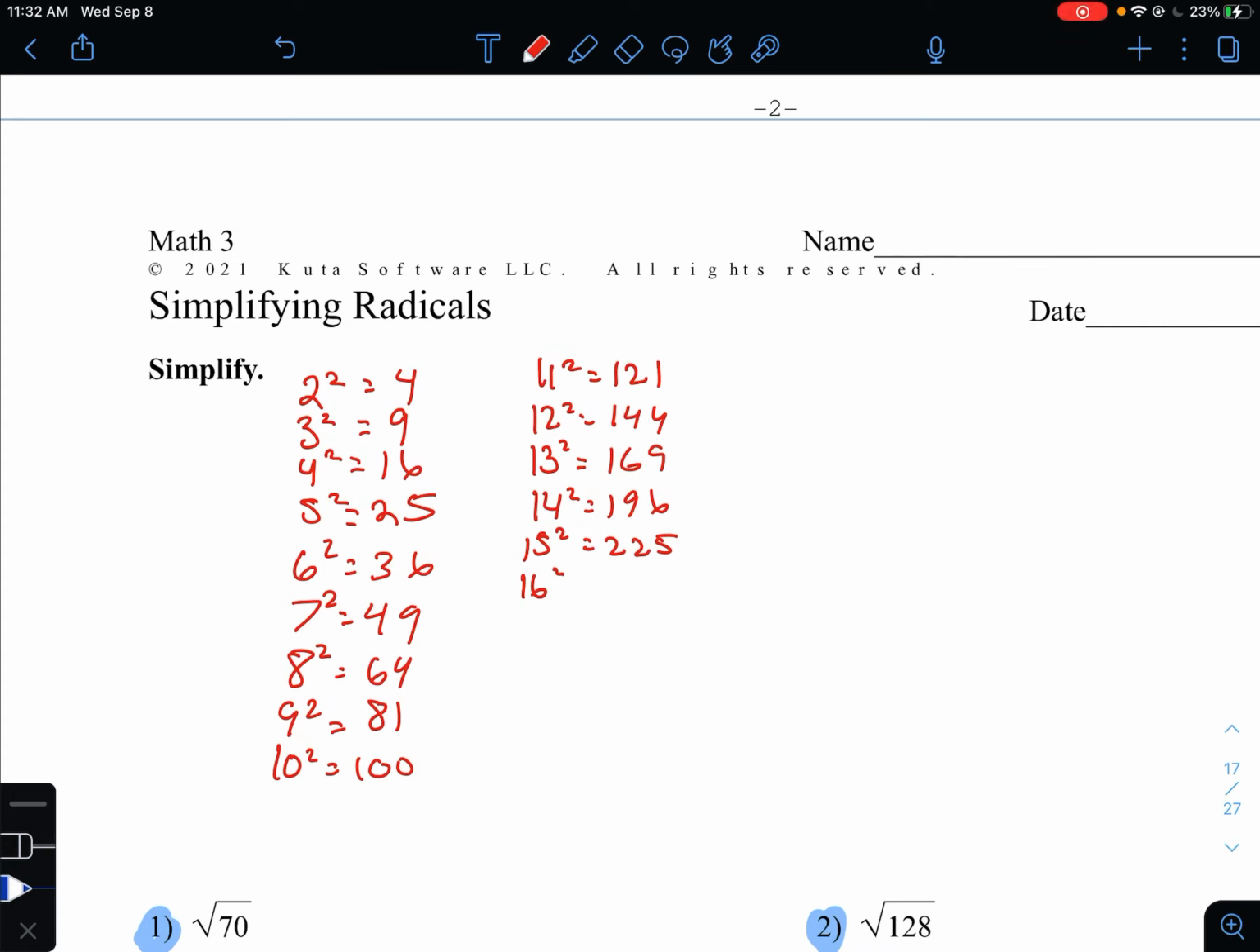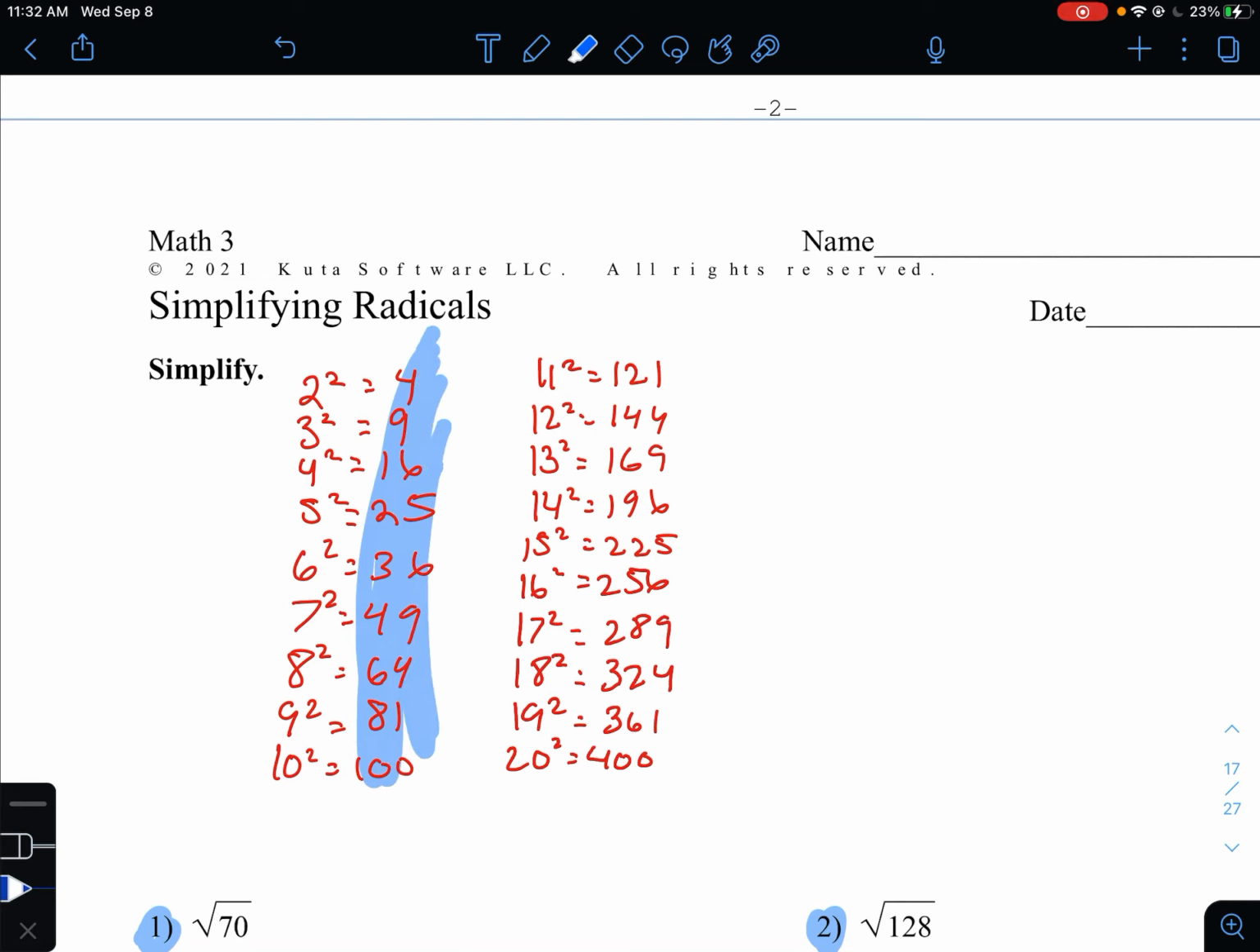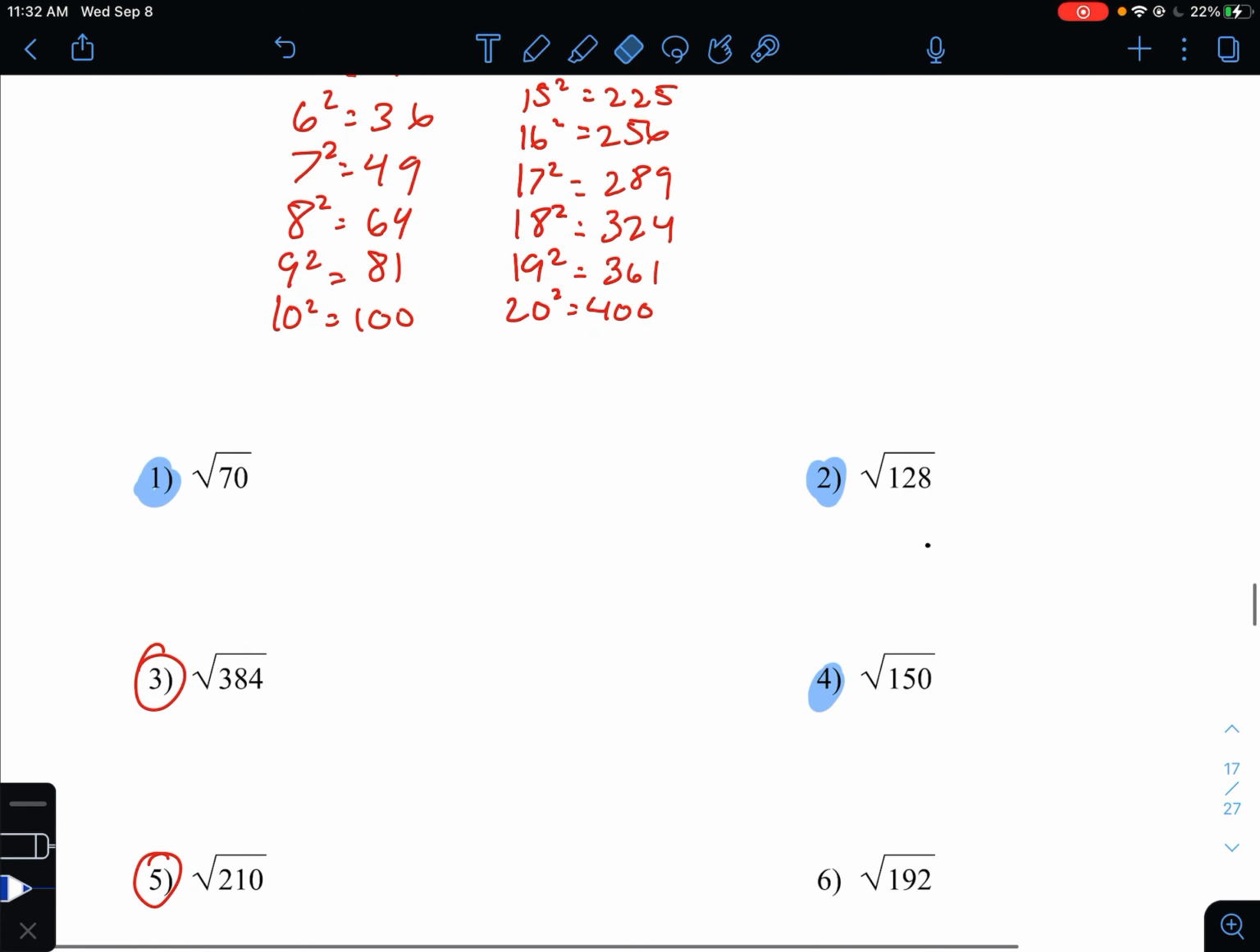So 16 squared is 256. 17 squared, let's see, this one I don't have memorized, 289. 18 squared is going to be 324. 19 squared is 361. And 20 squared is going to be 400. Okay, so these numbers here are going to be what kind of factors we are looking for as we break these radicals down.